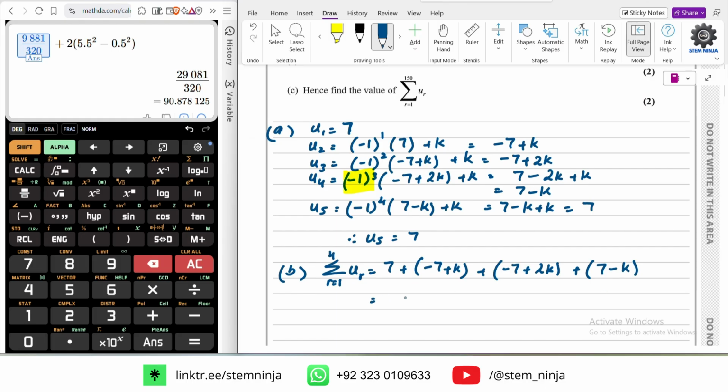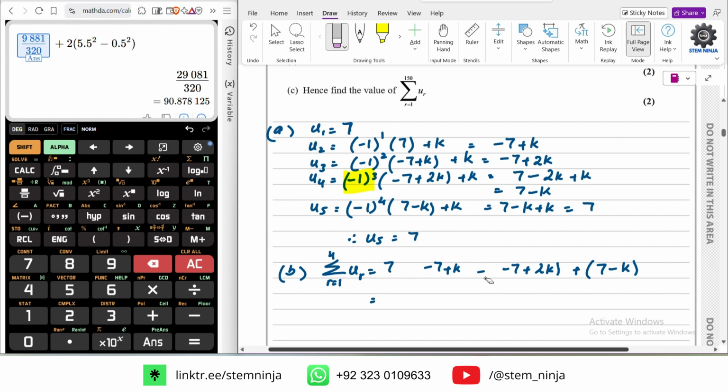Now we can drop the brackets for some of them. This is gone, this is gone, and this is gone. So we get 7 minus 7 is 0, and also minus 7 plus 7 is 0. So this is equal to 30. So k minus k also 0. So we are left with 2k equals to 30. So k is 15.